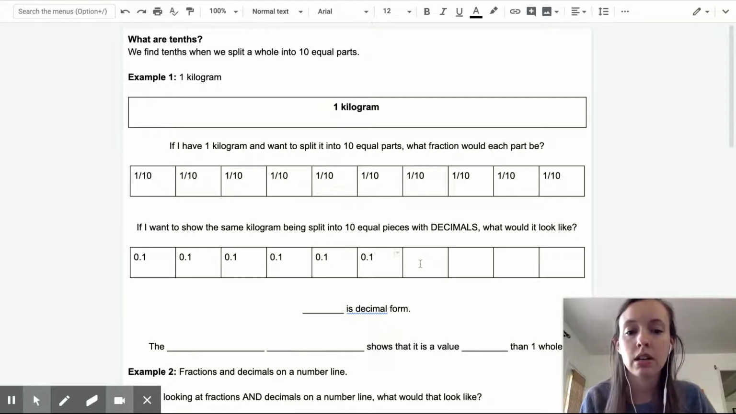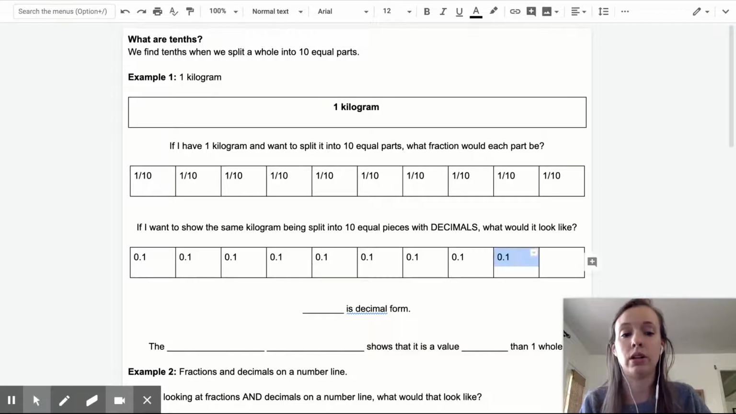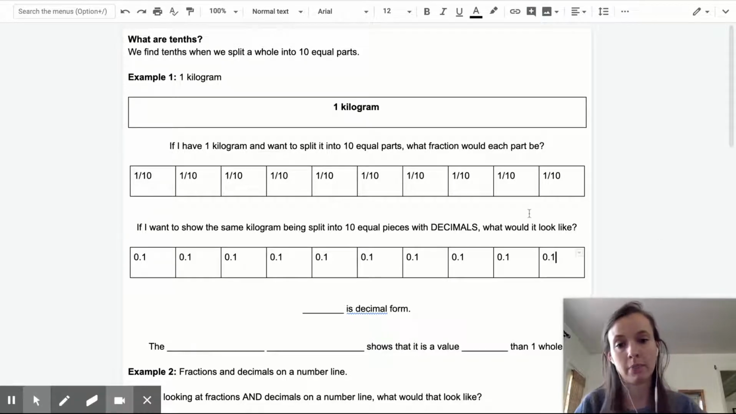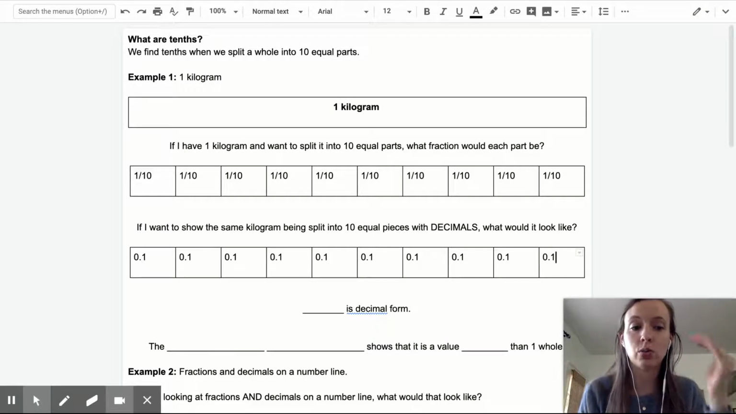So you'll notice that I'm saying 1/10 even though it is written as 0.1, and that's because these are equivalent values, and no matter which way you write it, you're going to say it the same way, because they do in fact represent a tenth of that whole piece, whether it's written as a fraction 1/10 or as a decimal 0.1.